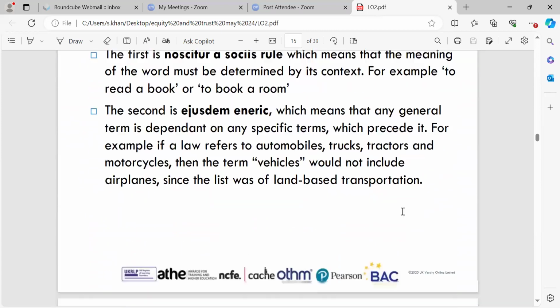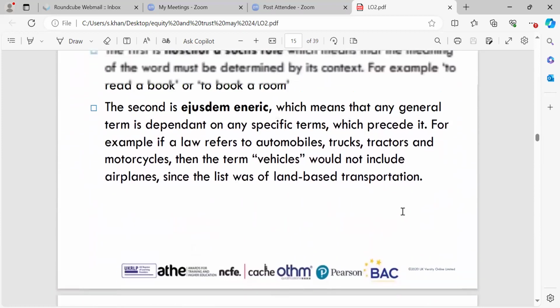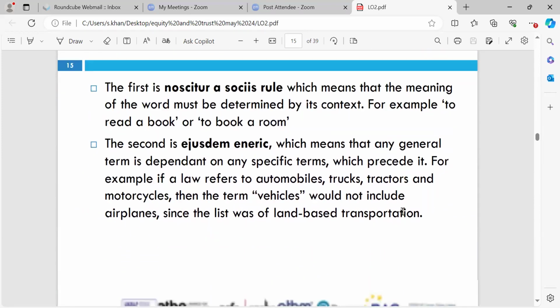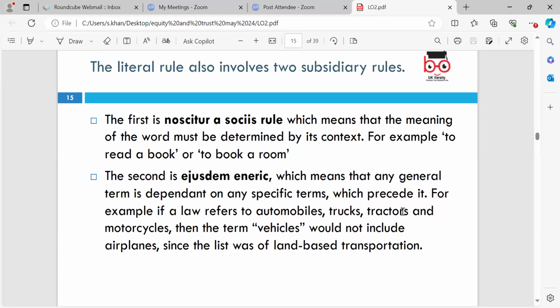The literal rule also involves two subsidiary rules. The first is the noscitur a sociis rule, which means that the meaning of a word must be determined by its context. For example, to read a book or to book a room. The second is the ejusdem generis rule, which means that any general term is dependent on any specific terms which precede it. For example, if a law refers to automobiles, trucks, tractors, and motorcycles, then the term vehicle would not include aeroplanes, since the list was of land-based transportation.